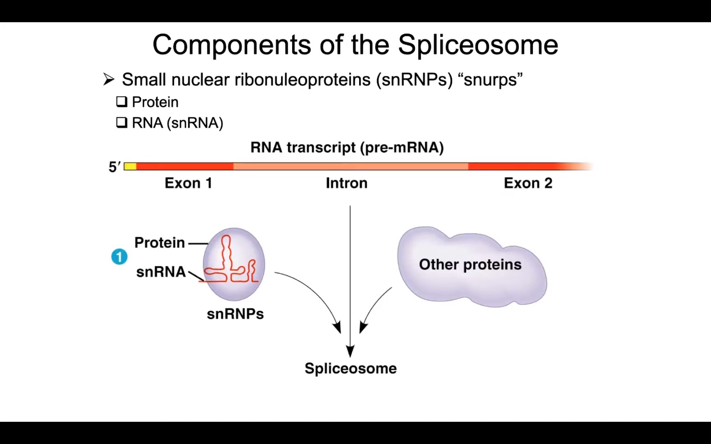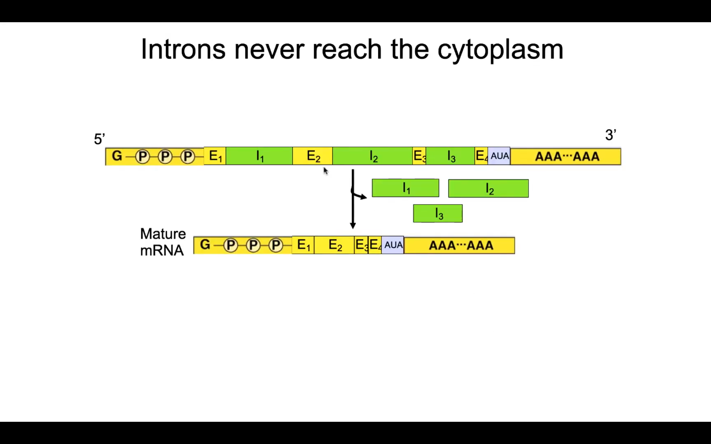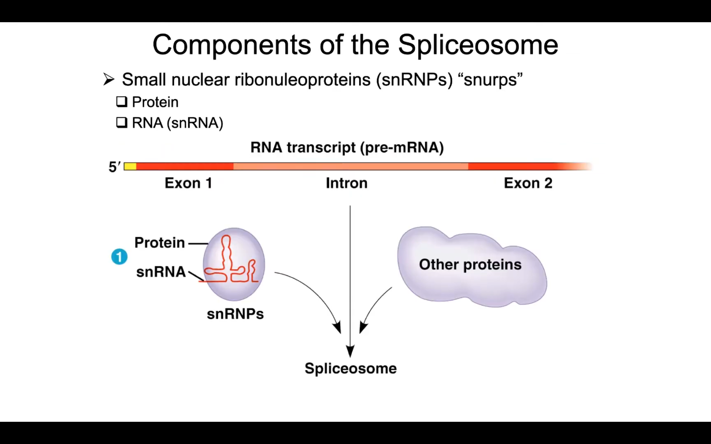Now, the molecules responsible for splicing out those introns and splicing together those exons is called the spliceosome. And the spliceosome is made up of what are called small nuclear RNPs, or ribonucleoproteins. And we say SNRPs. Now, a SNRP, a ribonuclear protein, is made up of a small nuclear RNA and a protein.